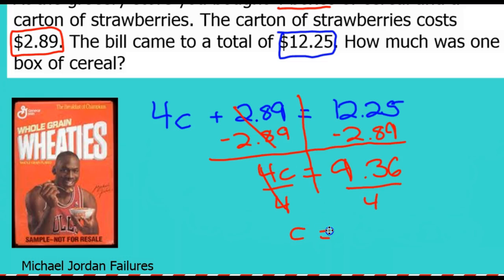C equals 2.34. Now the C was how many boxes of cereal. So this means that our 1 box of cereal costs $2.34.